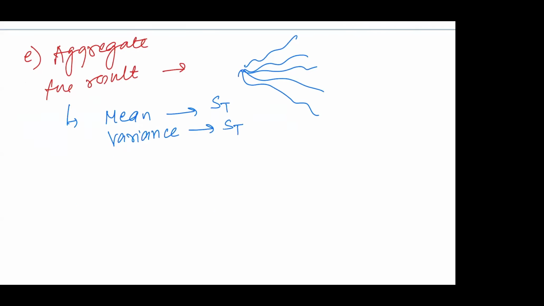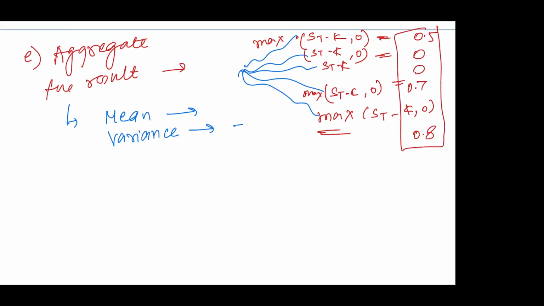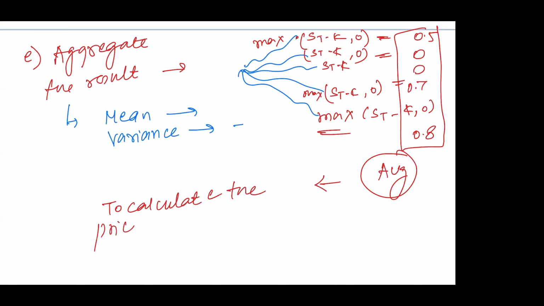So what will happen is, in each case you will do ST minus K, and the maximum of that. You'll basically apply the formula for a call option, or put option, or whatever option you're considering. So now you will get certain prices here, let's say 0.5, 0, 0.7, 0.8, something like that. Now you will take the average of this to calculate the price of the option. So that's what I mean by aggregating the results.